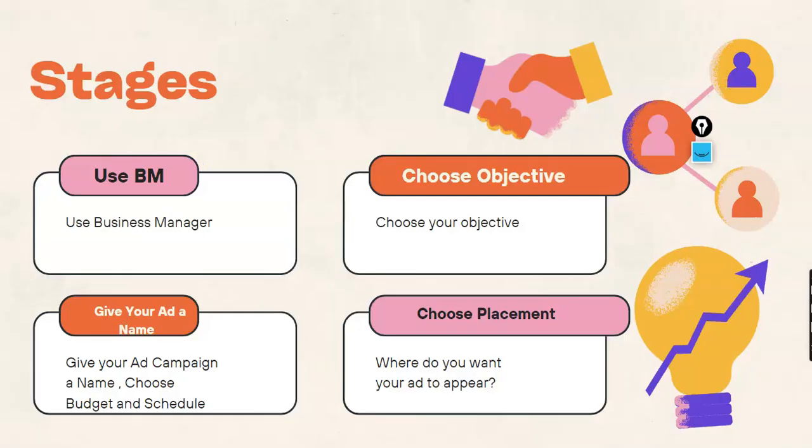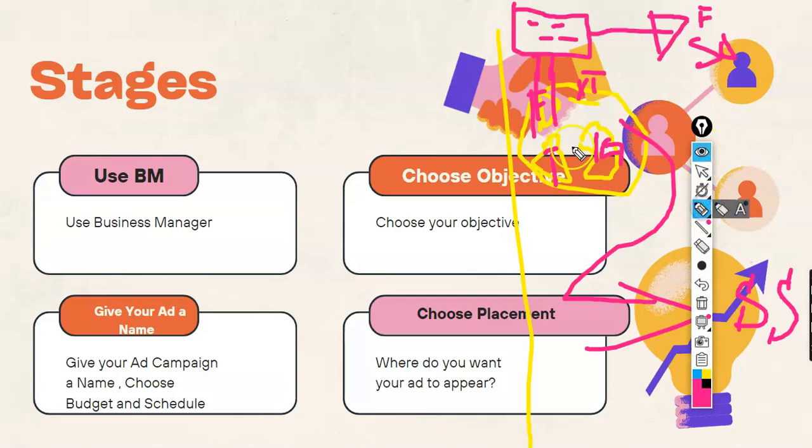So what are the stages of setting up a Facebook ad? Number one is to use Business Manager. You have to make sure that you use Business Manager.